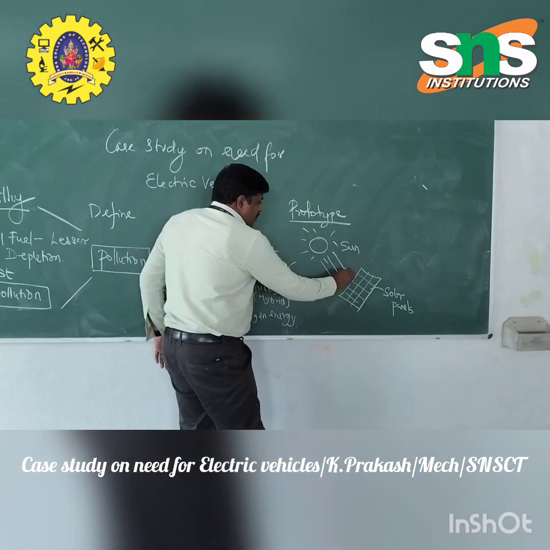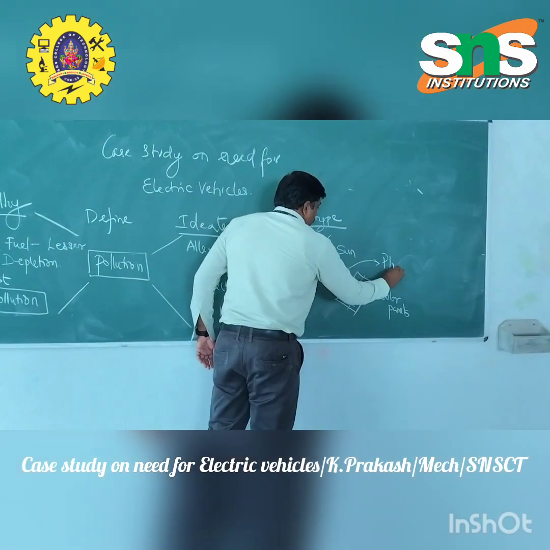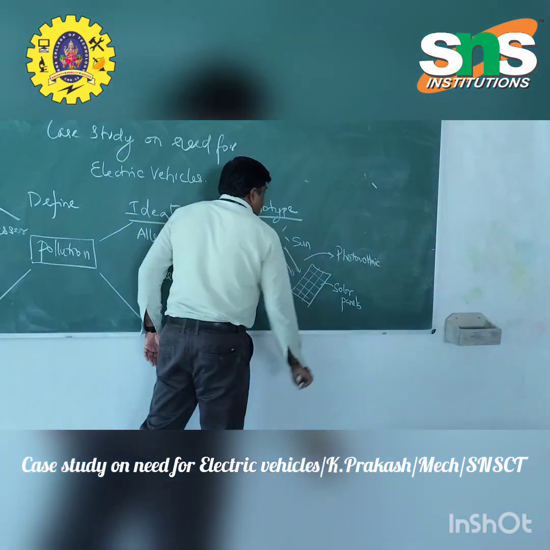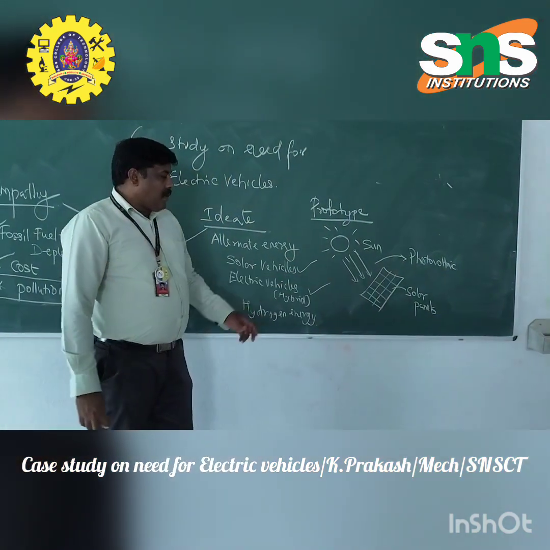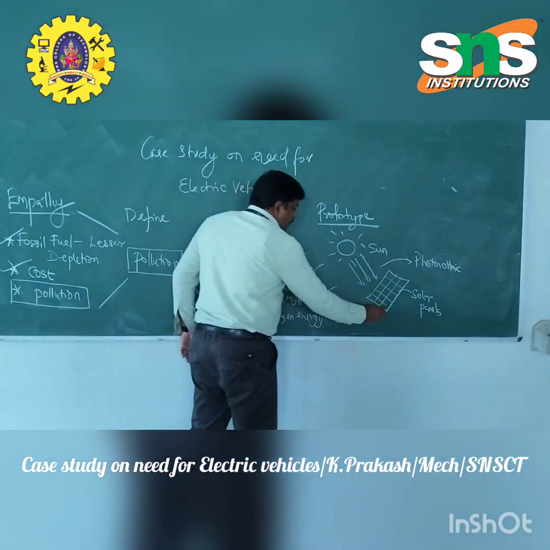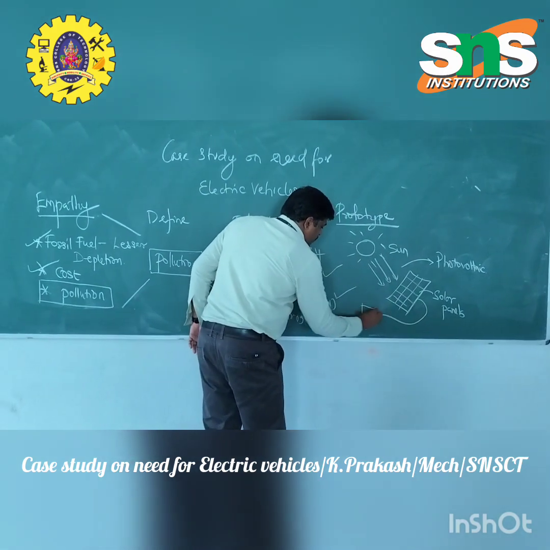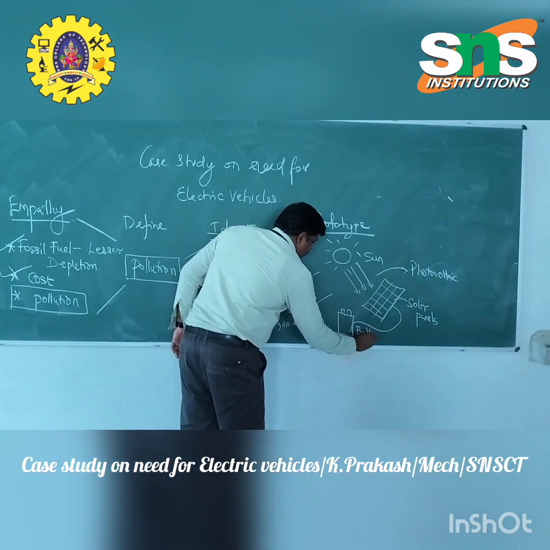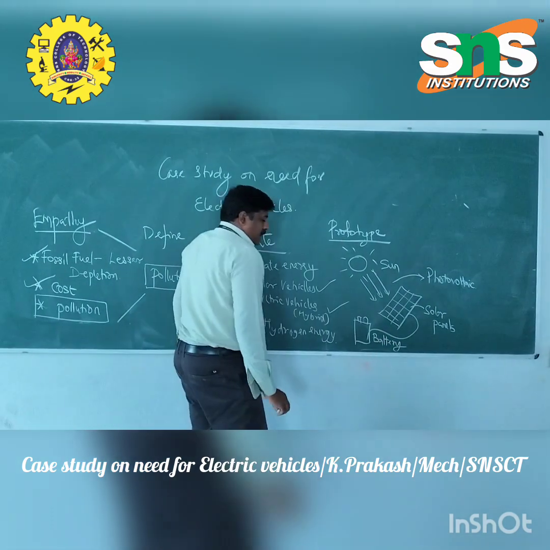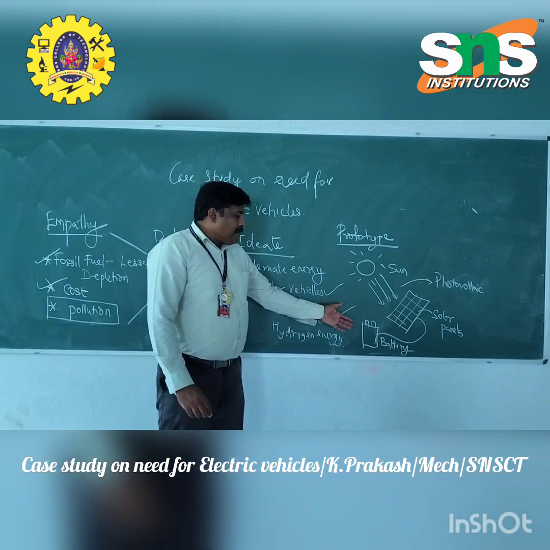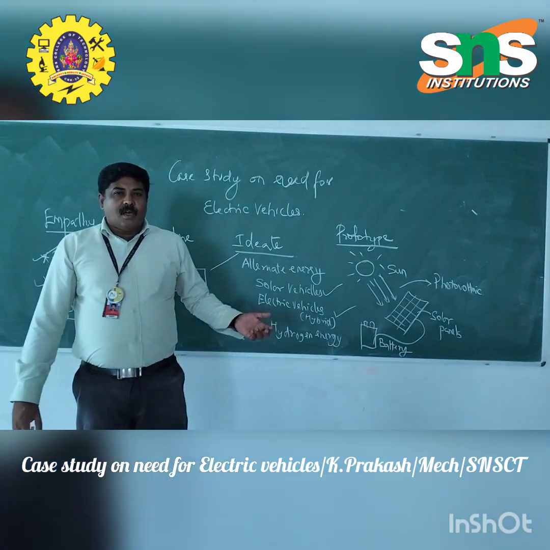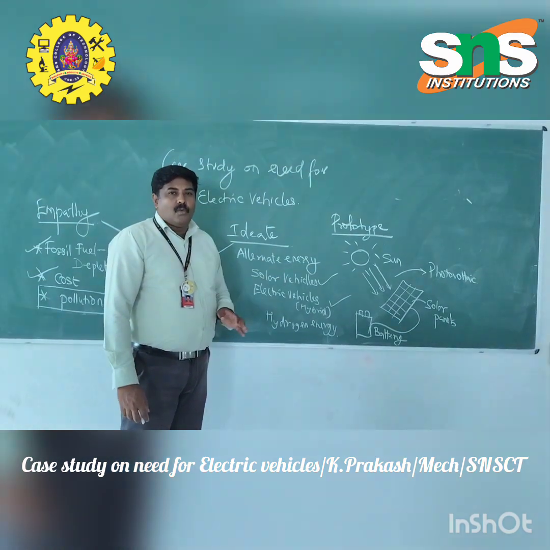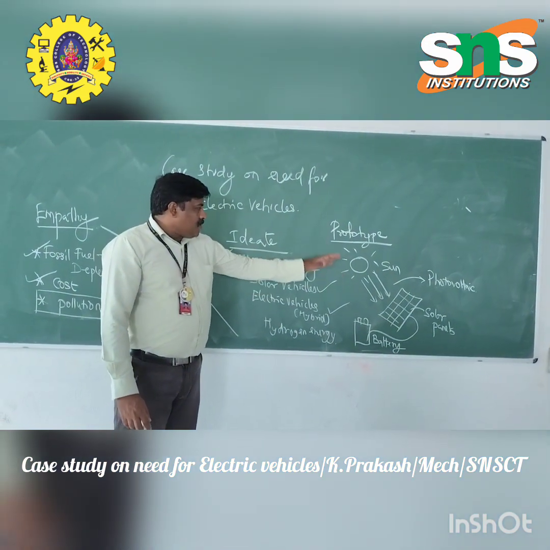So this process is called photovoltaic. So the energy obtained in the solar panels can be charged in a battery. So with the help of this battery, the charge or the power from the battery can be made to rotate a motor, so the vehicle can be moved. So here, this is a prototype.